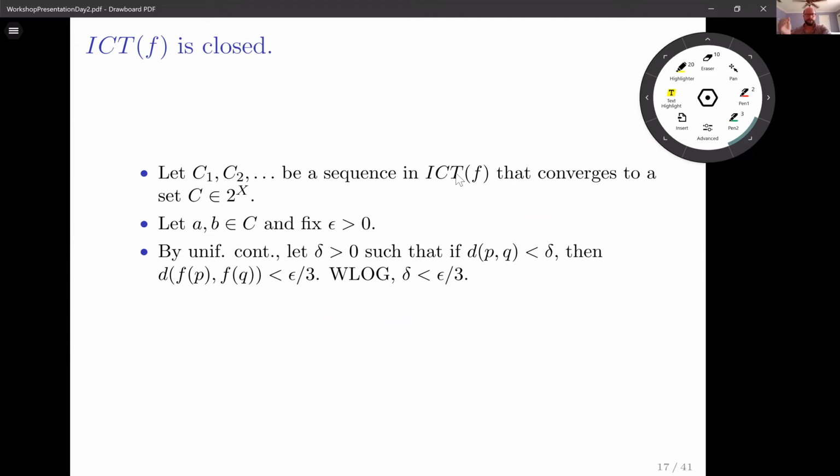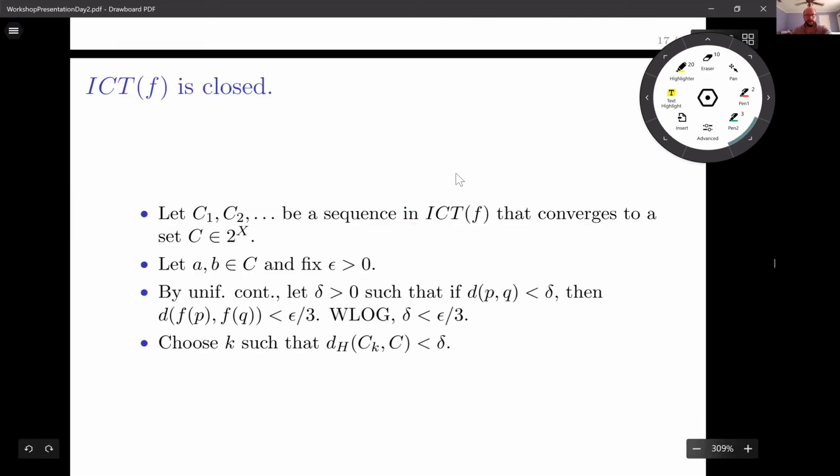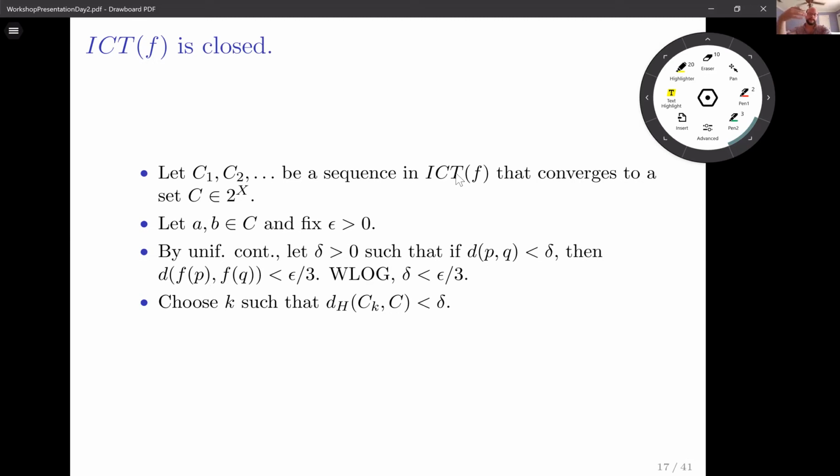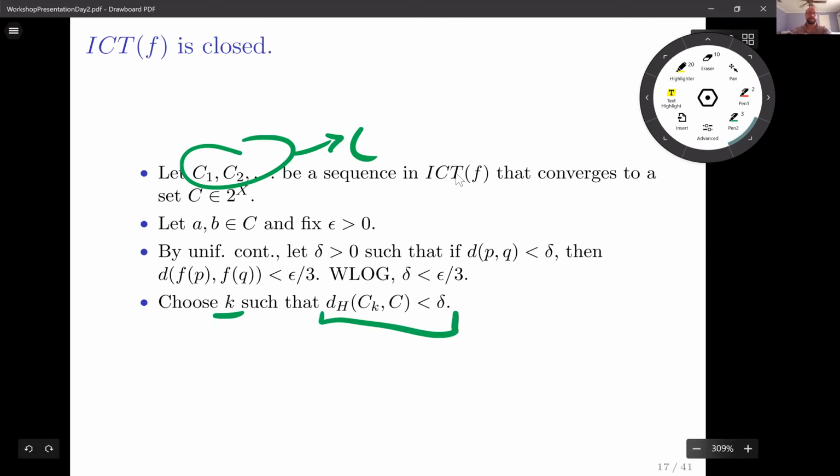And then without loss of generality, we can just work with delta less than epsilon over 3 as an extra condition, right? If we chose a bad delta, we can make it smaller and it will still work. So we have the epsilon, which is our tolerance for our chain. We're choosing delta by uniform continuity. Okay? And then we know that the C sets converge to C, and so we can choose a K so the Hausdorff distance from CK to C is less than delta.